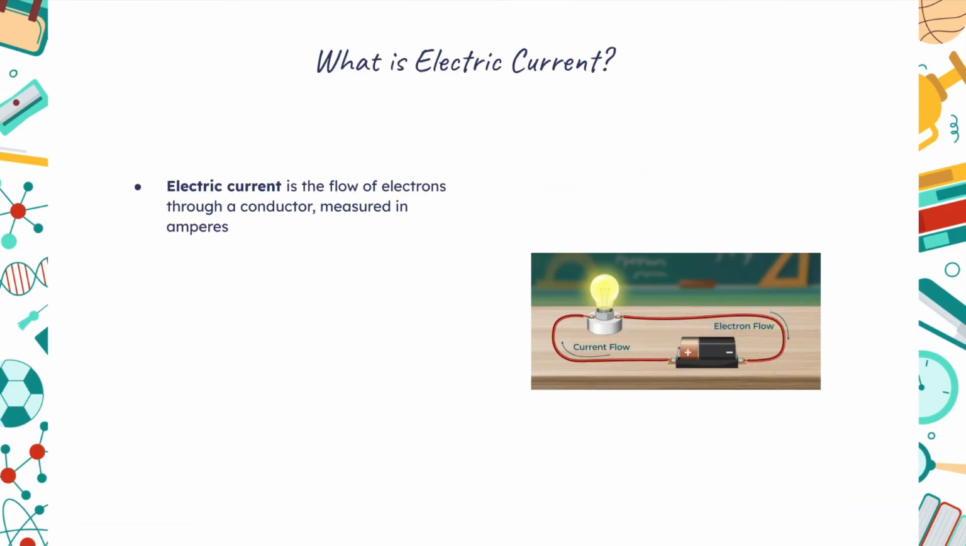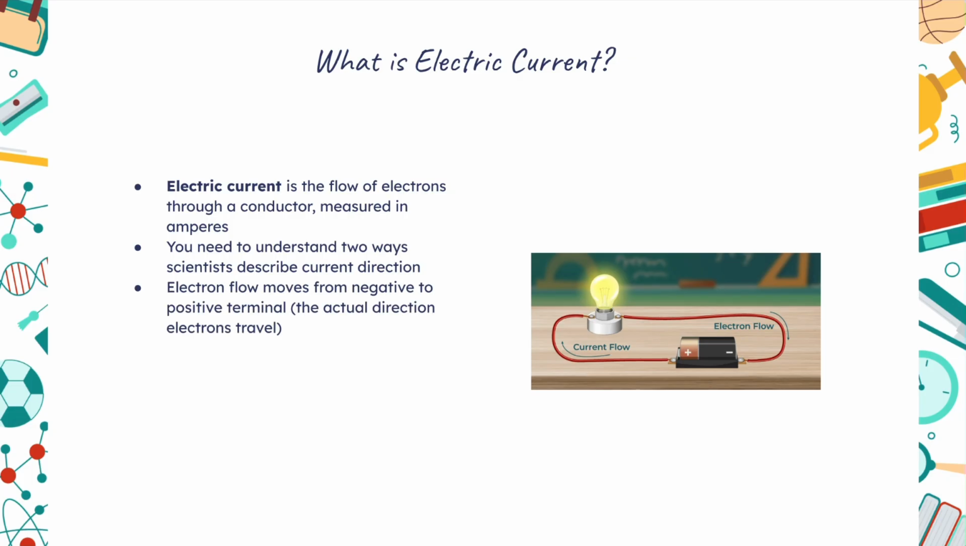So what is electric current? Now, an electric current is the flow of electrons through a conductor, which is something that allows electrons to flow, and it's measured in amperes. You need to understand two ways that scientists actually describe current direction.